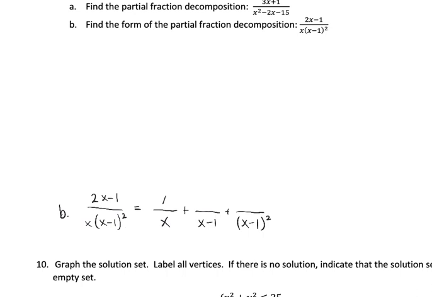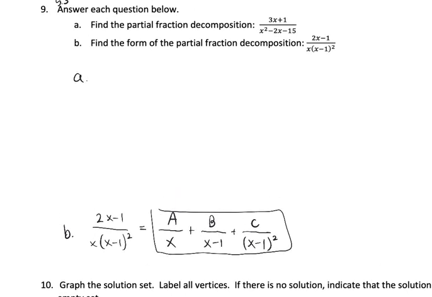And then in the numerator, we're going to have A, B, and C. If it just says find the form of the partial fraction, then that is the form of the partial fractions. Part A is going through the whole process of not just finding the form of the partial fraction, but actually solving for the values of A, B, and possibly C to find the actual value of the partial fractions.